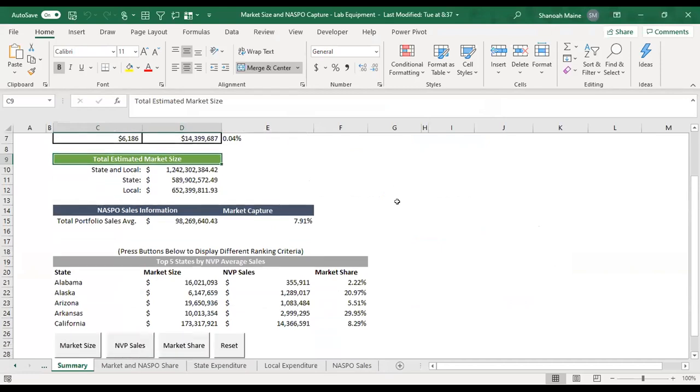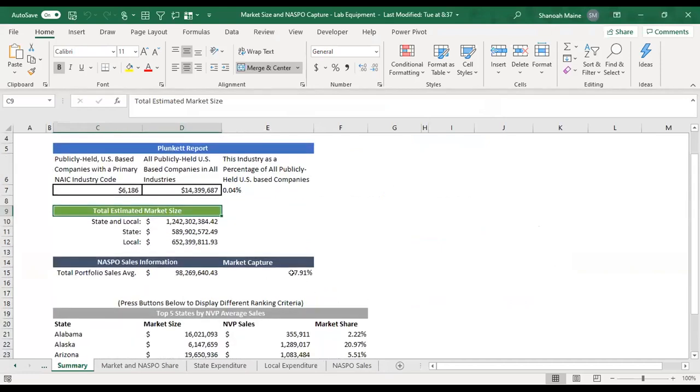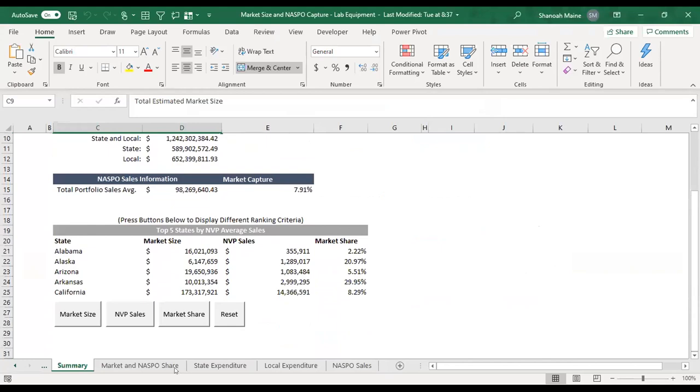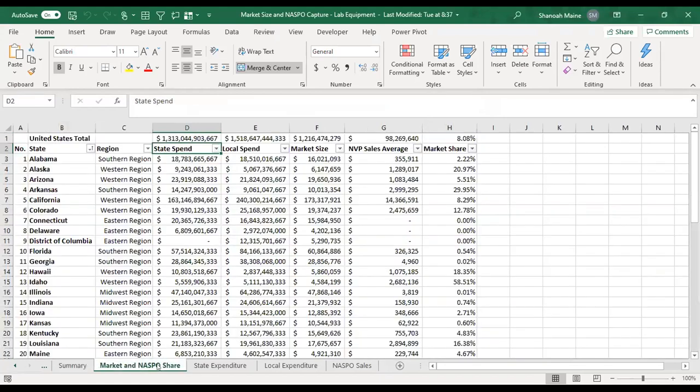So this was our market capture, and what we were looking at is the size of the market in each state, at state and local. To get this information, we grabbed these state spend and local spend numbers from the census, from their annual survey of states and local government finances.